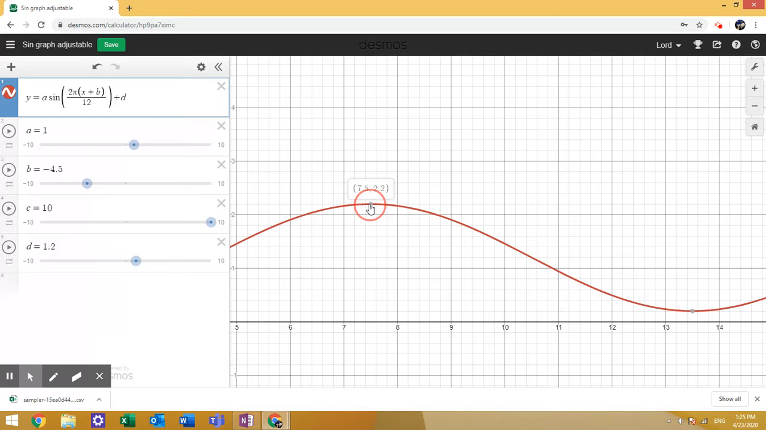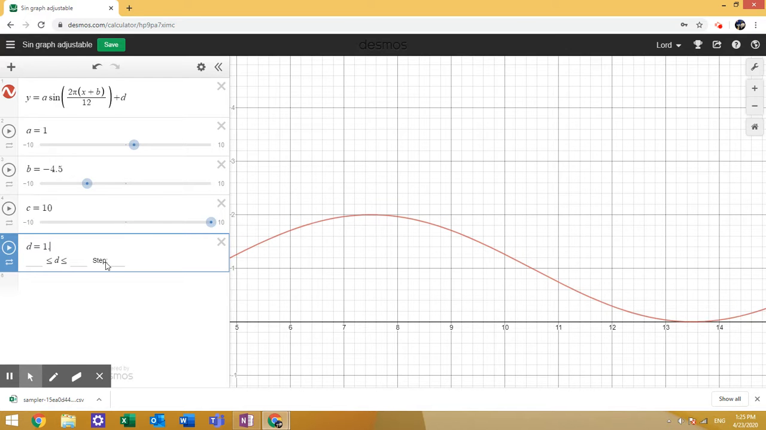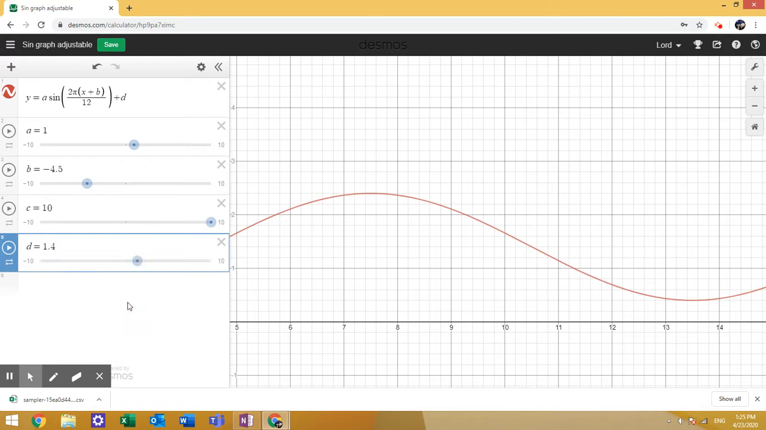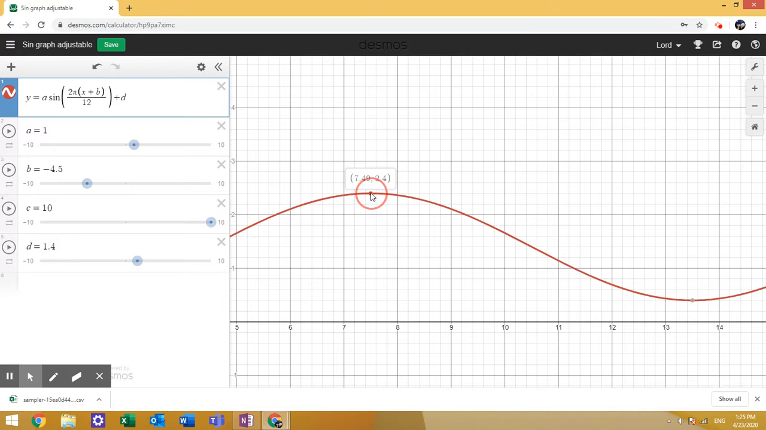So that is, okay, it was 1.4, wasn't it? Okay. So 7.5, 2.4 being my high tide, and down here to low tide at 1:30 or 13 and a half hours. Okay, so that's just a brief introduction on how I can have a little play with my graph just using these variables in Desmos.